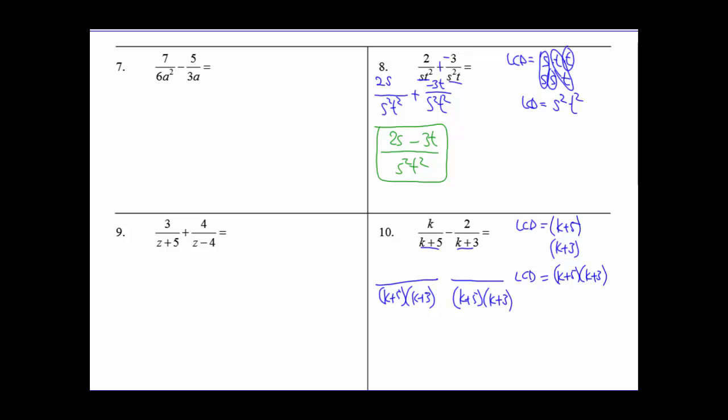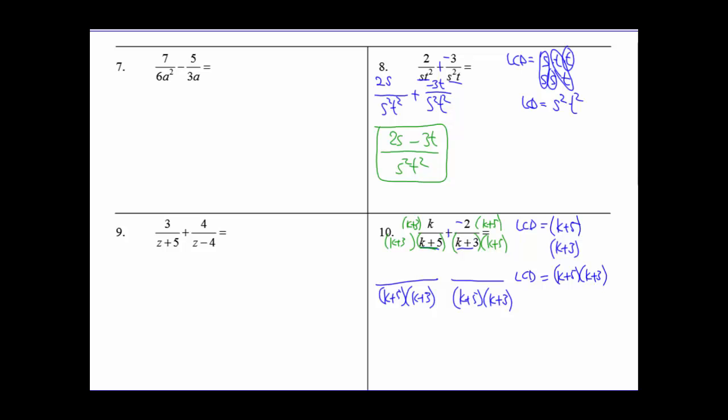If we change this subtraction to an addition and then just make the negative 2, what do we need to multiply to this k plus 5 to make it k plus 5, k plus 3? Notice it's missing that k plus 3. To the right side, we have k plus 3, and it is missing k plus 5 to make the denominator. So we're going to multiply k plus 3 to the top, and k plus 5 to the top on the right.